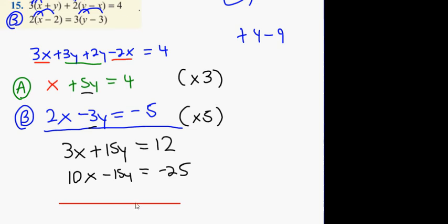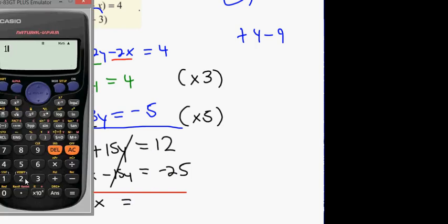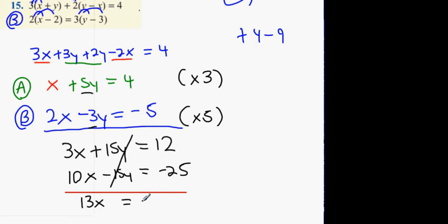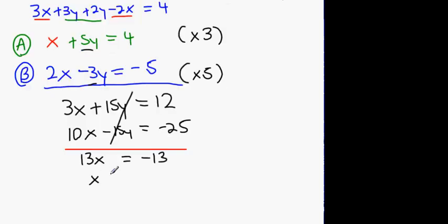13x equals, y's cancel, 12 minus 25, which is minus 13. So it's always that minus sign you gotta keep an eye on, alright? Minus 13. Then Nick, to finish that off. x equals minus 1. Minus 13, so x equals minus 1.